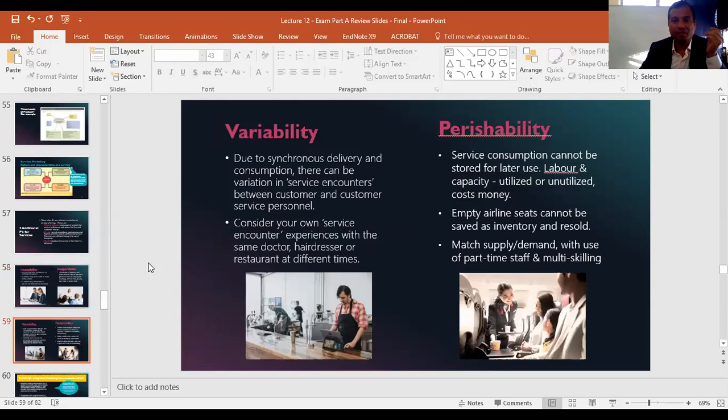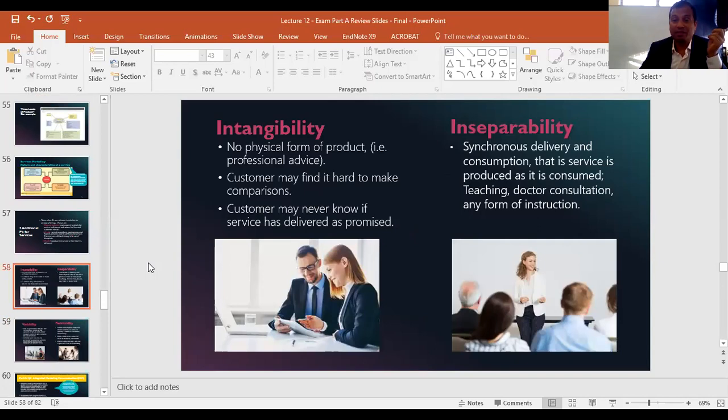What is important as a marketeer? Since these are the challenges, intangibility: as a marketeer, you have to tangibilize those intangibles. Inseparability does offer challenges because the customer has to be there at that point in time in front of you in order to consume and in order for you to deliver the services. So inseparability could be a great challenge. What about the peak time? More and more customers, but you have limited staff. How will you shift that?